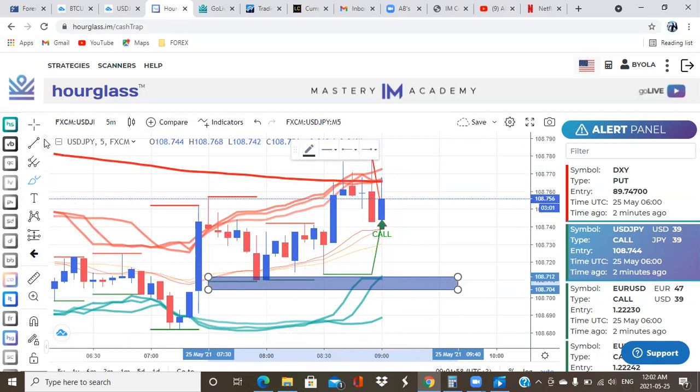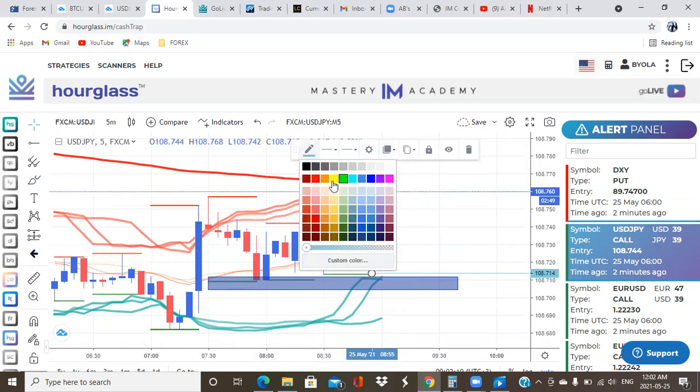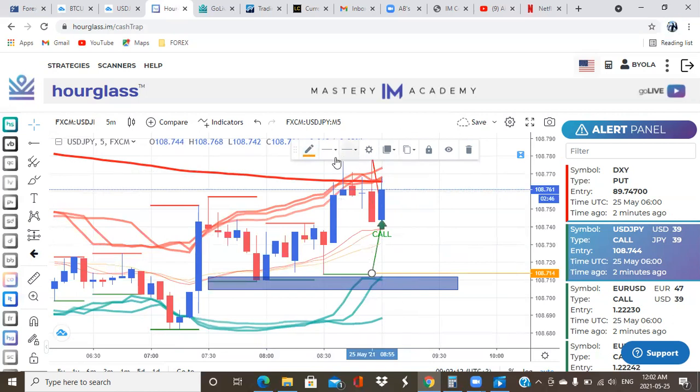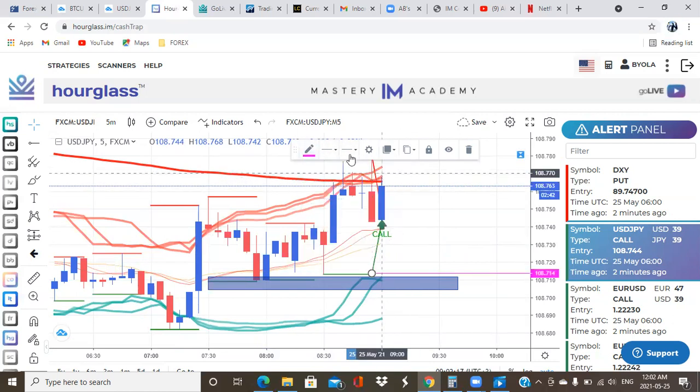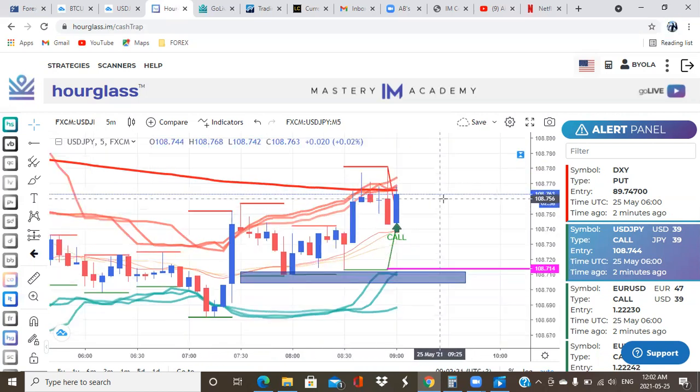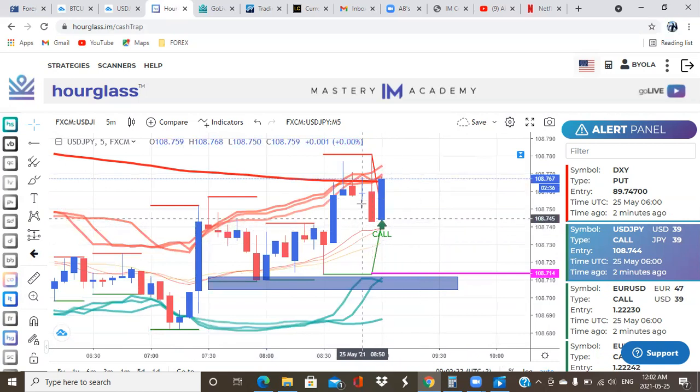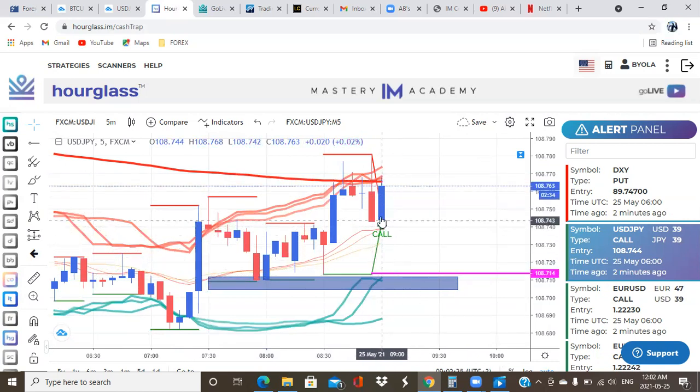So what we're going to do is put our entry now. Our new entry is going to be anywhere from 714 and below, or 713. We'll put our horizontal ray there, and we'll just wait for the market to come to that level. Then we can take the trade for a 3 minutes buy.